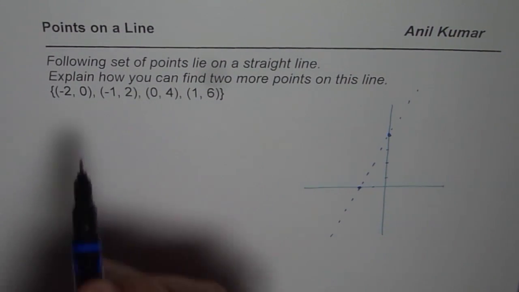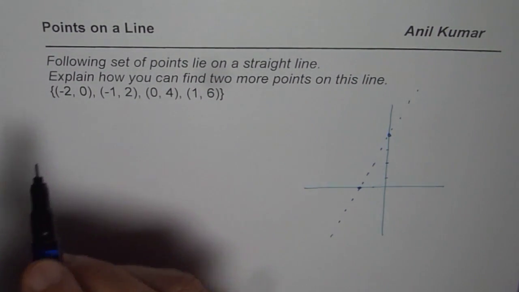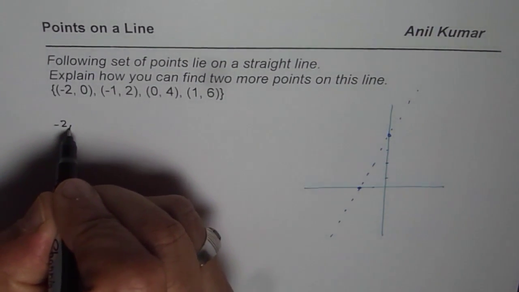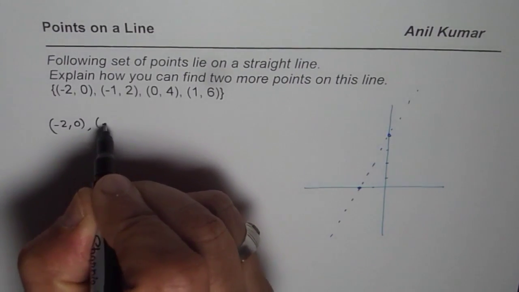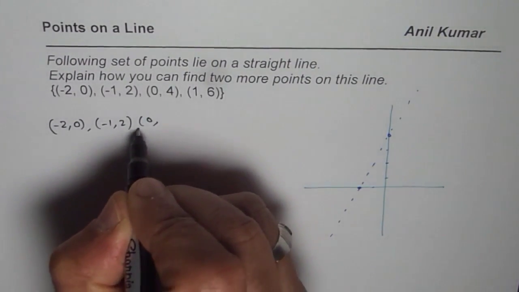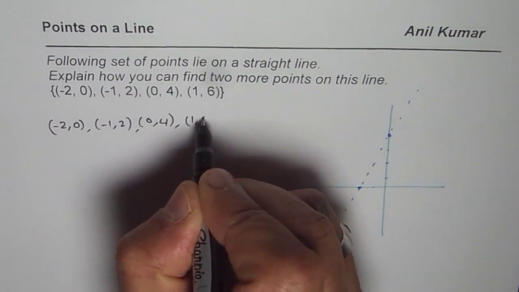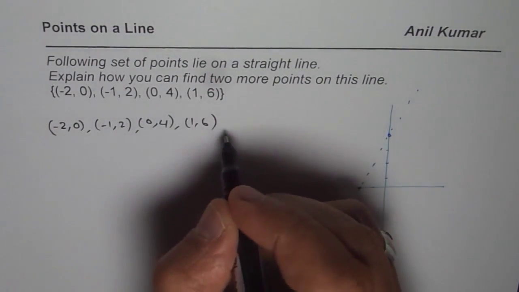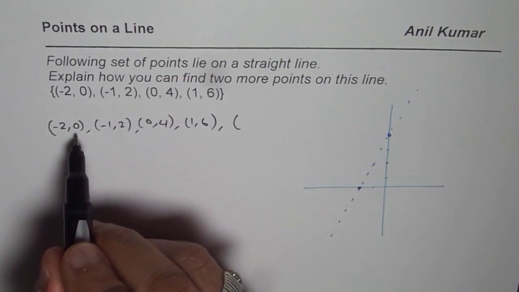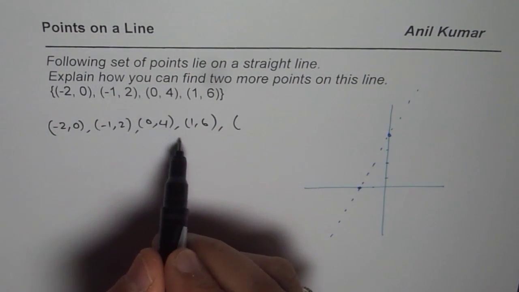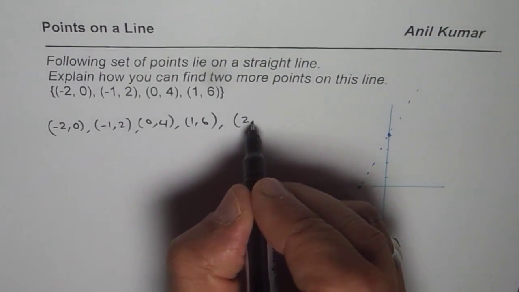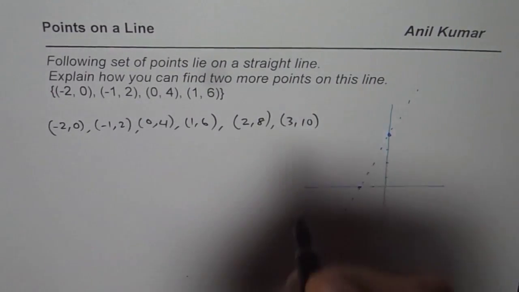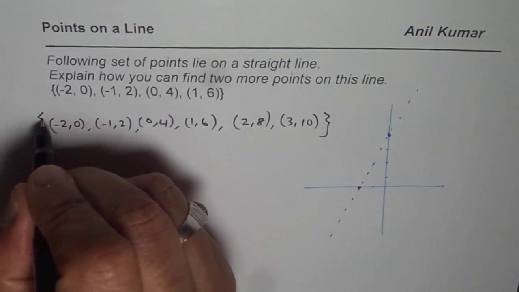Now other ways, you can follow a trend, right? So the trend is we are given these points as minus 2, 0, and then we have minus 1, 2, 0, 4, 1, 6. See, the x values are increasing by 1 and y values are increasing by how much? They are increasing by 2 each time. So we could have 2, 8 and we could have 3, 10, right? So that is the best way of getting more points on the same line.